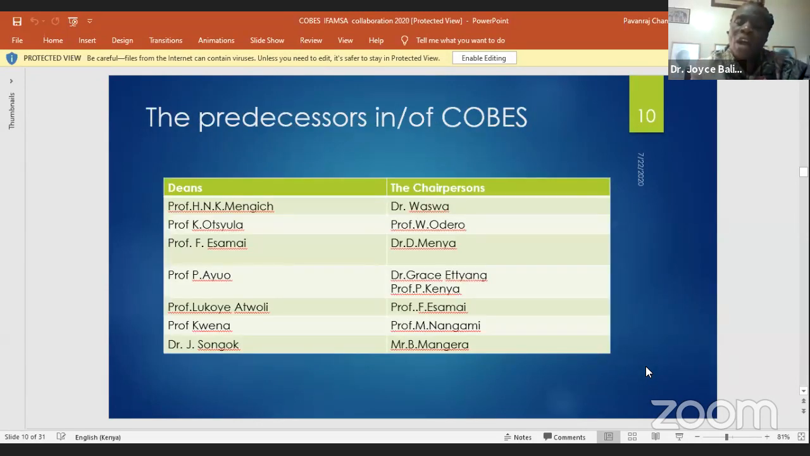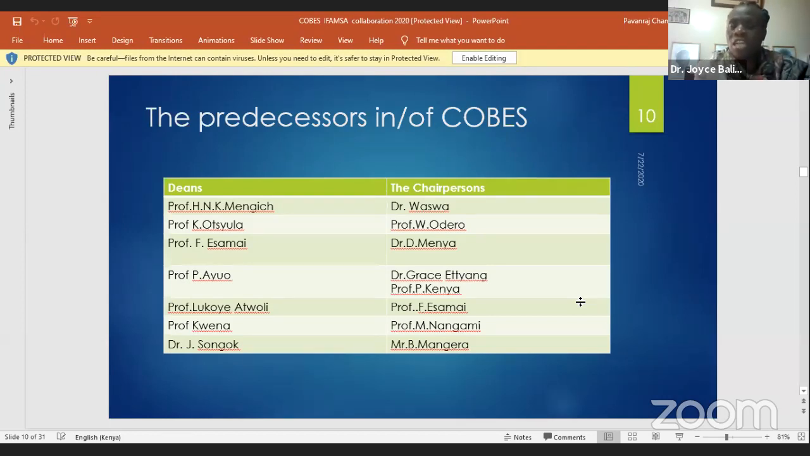And it's good to acknowledge our predecessors in the COBS program. We cannot say that we are a flagship because we are the ones who have done all this. So that is the list of our former deans and also the chairpersons, people who have actually made COBS what it is. We feel very proud of their contributions, and we have to always be mentioning their names.